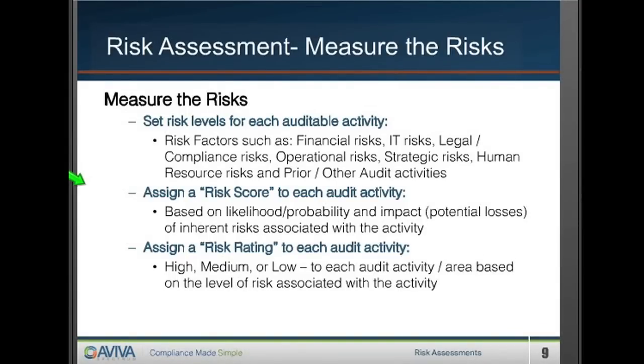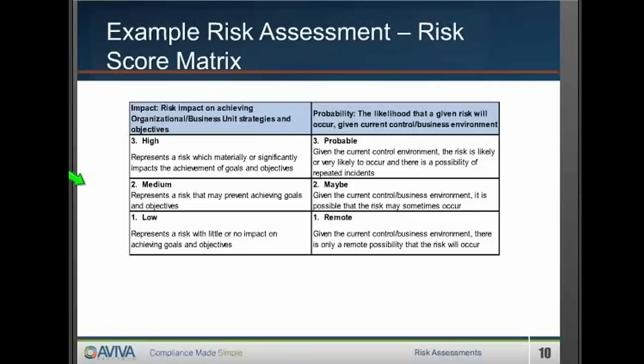Thank you, Sonia. What we're going to show you on the next slide is just a very simple table, explaining what the different values can mean. On the left-hand side, you've got the impact, so the risk impact on achieving the organization's strategies and objectives. On the right-hand side, you have the probability or the likelihood that a given risk will occur in your current control or business environment. We put some very simple definitions of what low, medium, and high can mean, as well as on the probability side, what remote may be improbable. This is not intended to be the final version, but it's just to give you an idea of what types of definitions you can assign if you decide to use a risk scale.